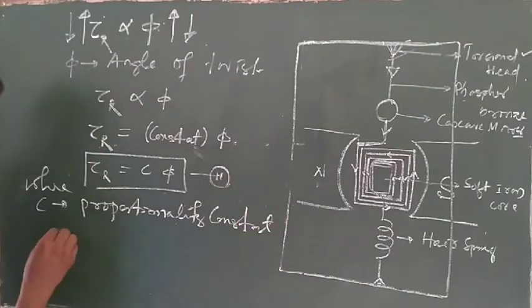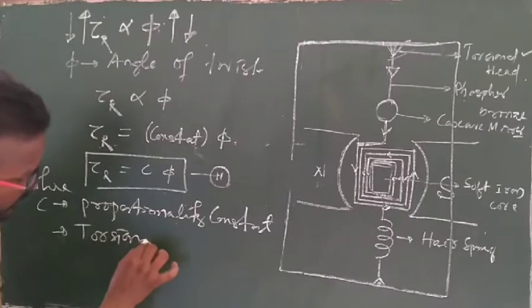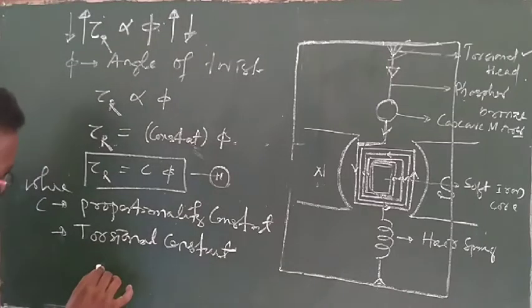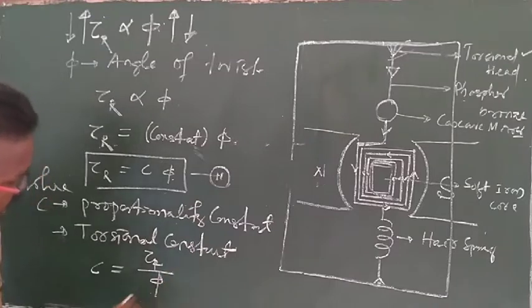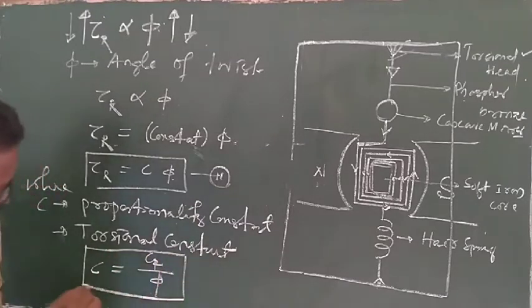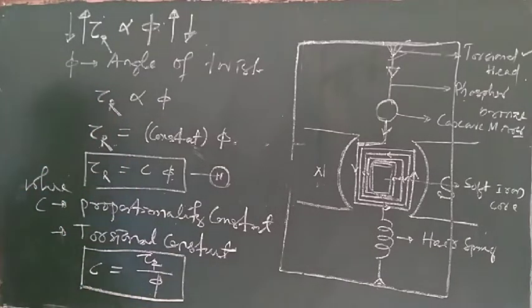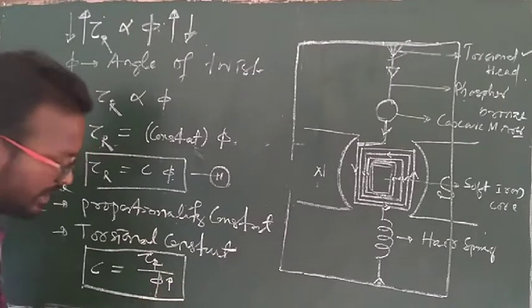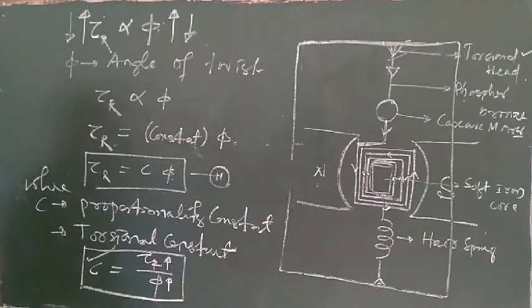Proportionality constant, and it is known as torsional constant. You can write C equal to restoring torque per angle of twist. Here, restoring torque per angle of twist equals C, which is a constant quantity. That means if the angle of twist increases, then the restoring torque also increases. That means this is a constant quantity. Clear? Okay.